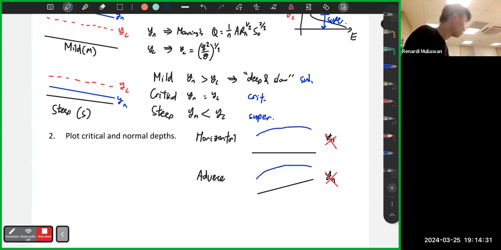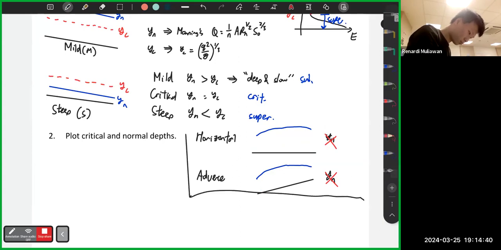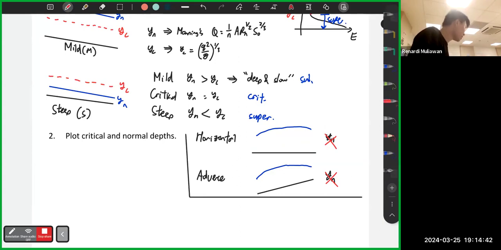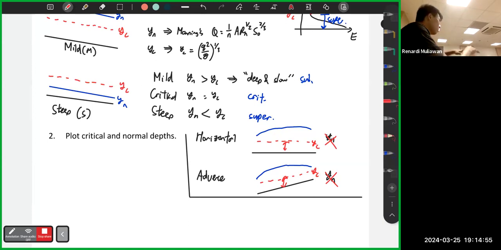So it's not a straight line, and it cannot be a straight line. So that's for horizontal and adverse slope. However, there is always a critical depth, because critical depth, by definition, basically means the changing depth. So the threshold is always there, but the normal depth is not there for horizontal and adverse.